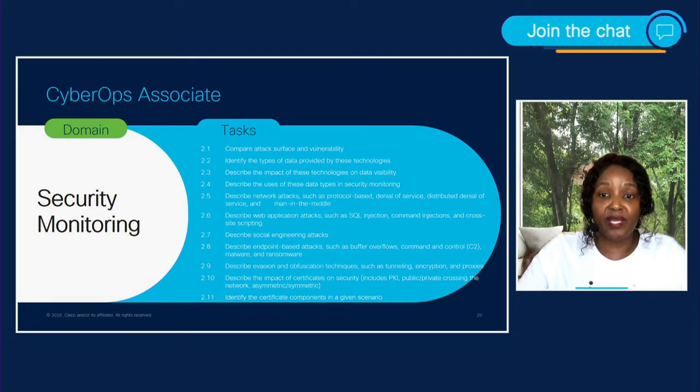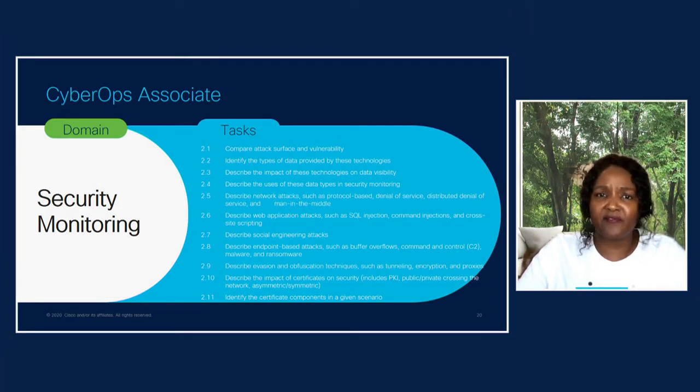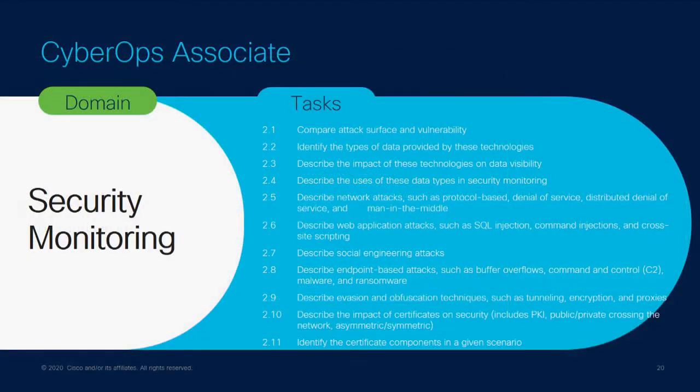2.5, we're going to have to describe the network attacks such as protocol-based denial of service, distributed denial of service, and man-in-the-middle attack, which are very common, like in Wi-Fi settings. If you're in an airport, you go plug in your phone there to charge. You don't even know who has access to that port. So bad thing to do. Man-in-the-middle attacks are silent. They are stealth. You never know they're in the network. So it's good to know those terminologies.